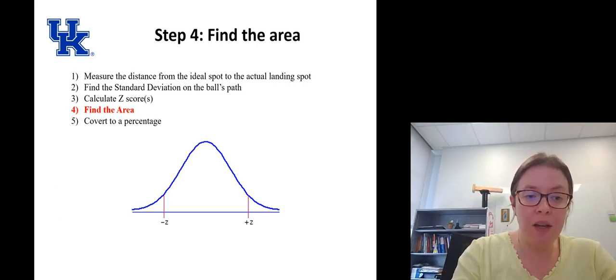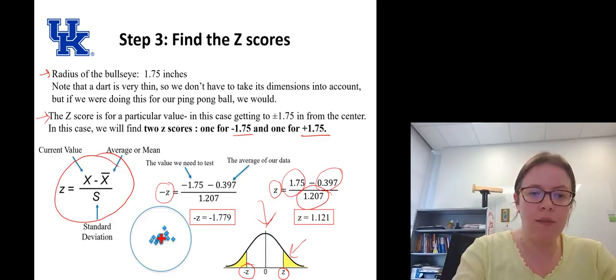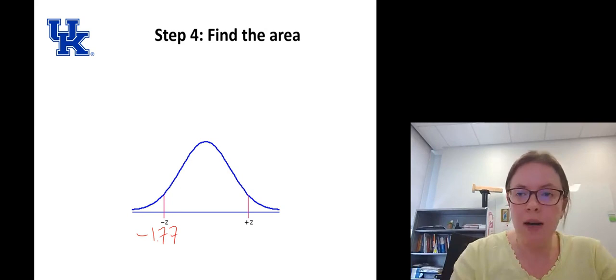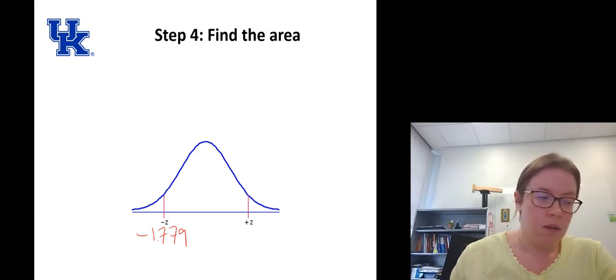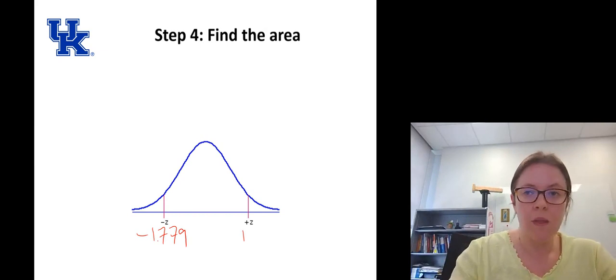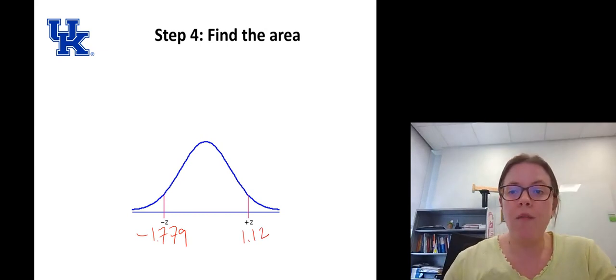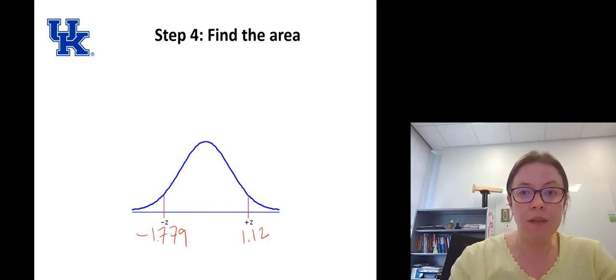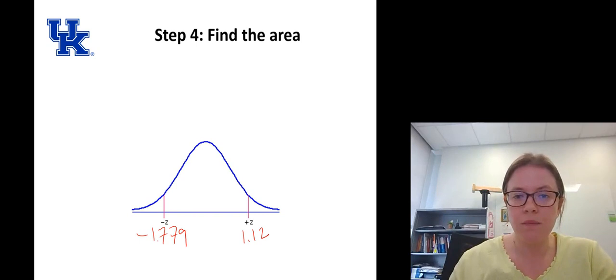The next step is we want to find the area. Okay, so we have a negative z value. What was it? It was negative 1.779. And then our positive z value was 1.12. Okay, there are various ways that we can figure out what the probability or what the area under the curve is.